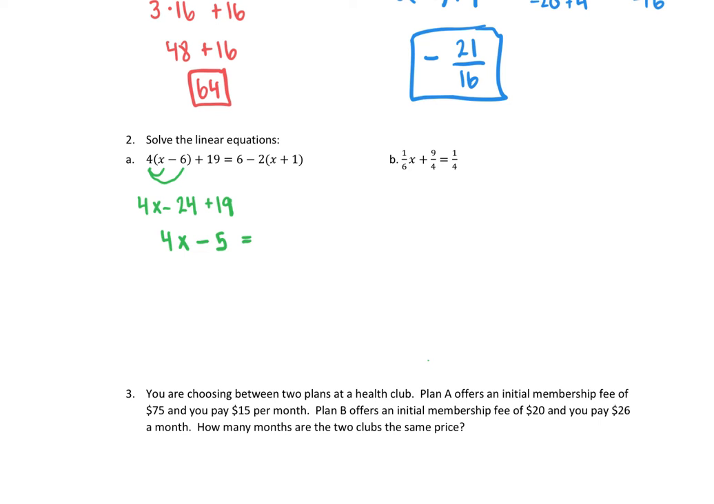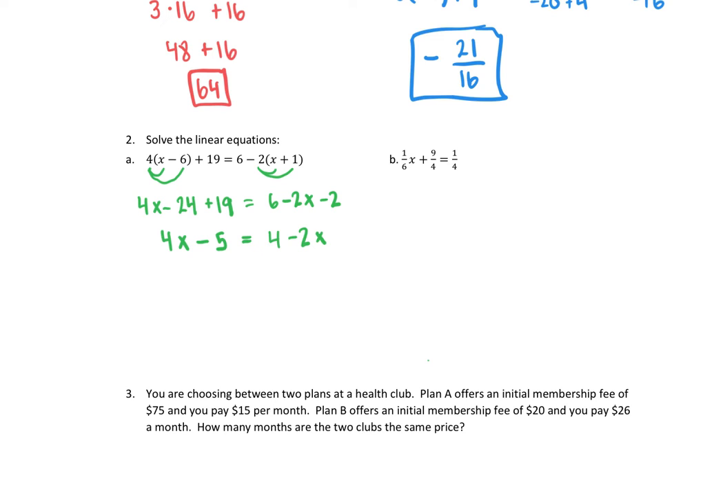The right side, we have 6. We need to distribute the -2 through. So -2 times x is -2x. -2 times +1 is -2. So that would give us 4 minus 2x on the right side.